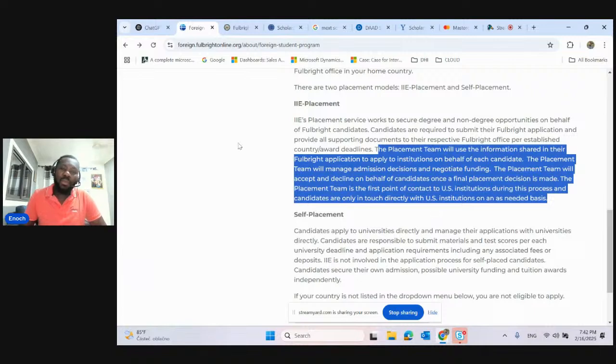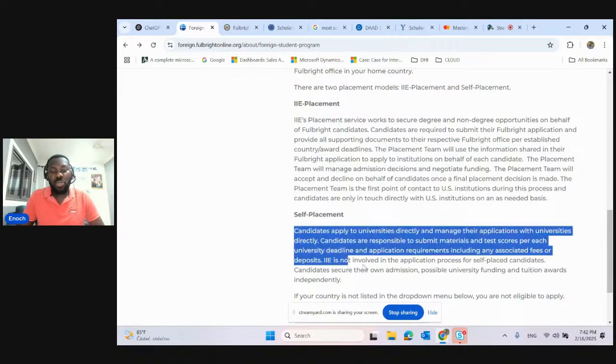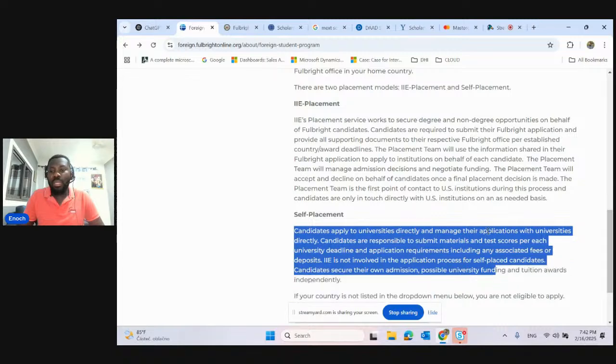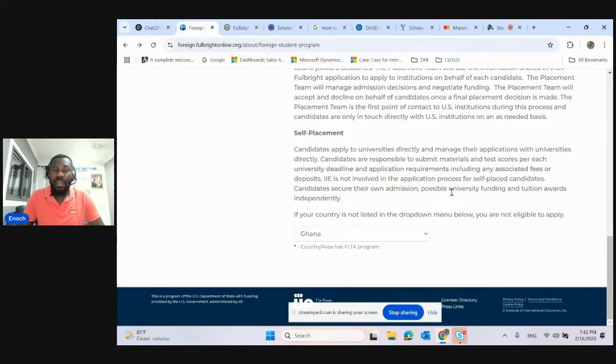So basically what this means is that there are two ways you can apply. You can apply to a designated Fulbright scholarship office in your home country, providing all the necessary documents that they will ask you to provide, and in turn, they will apply to schools in the US for you. The Fulbright scholarship can be taken in a university in the USA. If you don't want to go through the first process, you can also apply to a university directly and work through it to get the scholarship.